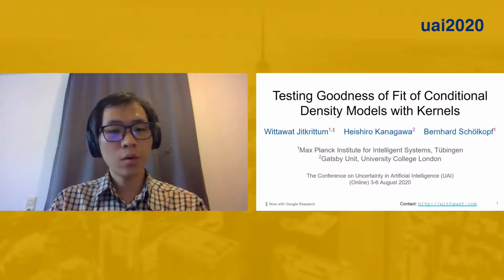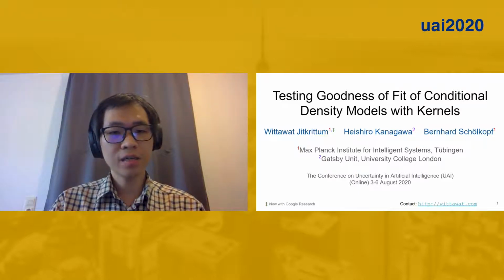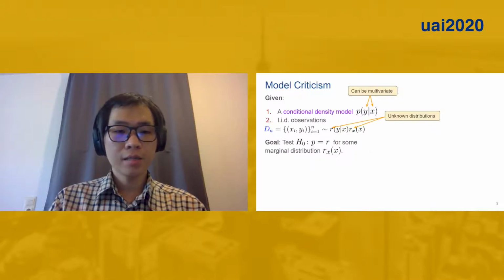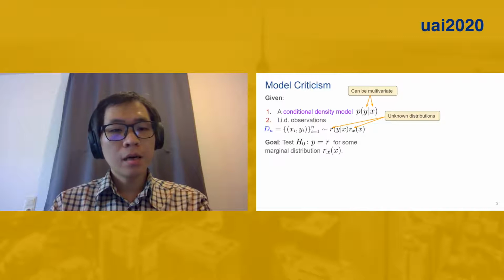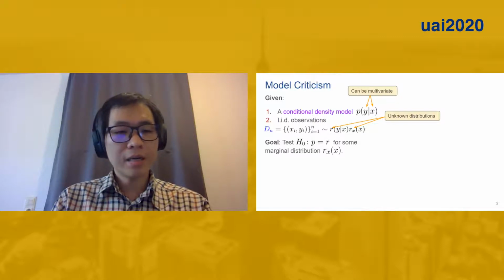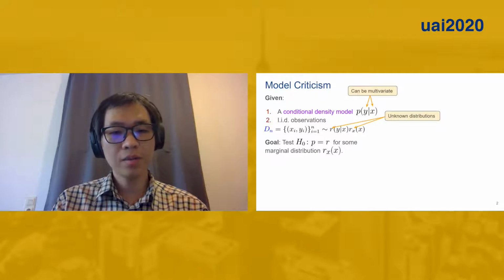I'm going to present our work on testing goodness of fit of conditional density models with kernels. Okay, so here's the problem setting. We are given two things. The first one is a conditional density model, p(y|x), where x and y can be multivariate.